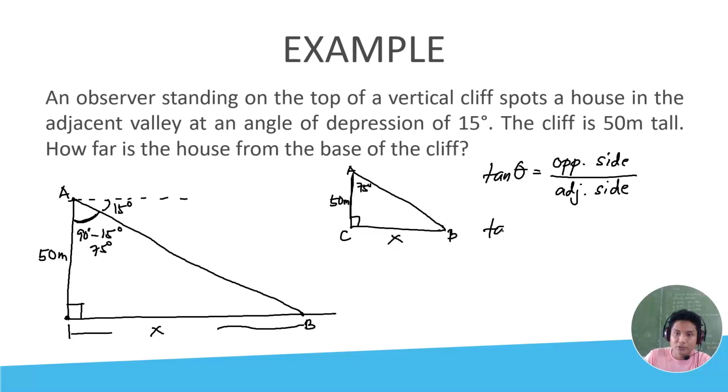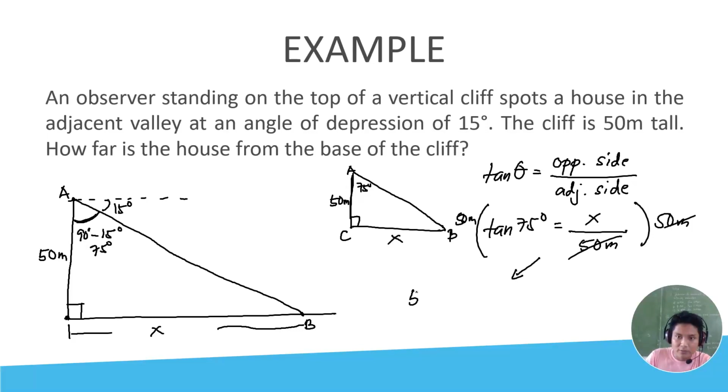So substitute: tan 75 degrees is equal to the opposite, x, divided by the adjacent side, 50 meters. Then multiply both sides by 50 meters, so the 50 cancels on the right. Okay, I'll continue my solution here. 50 meters tangent 75 degrees is equal to x.